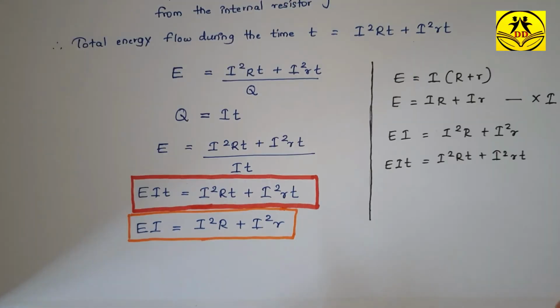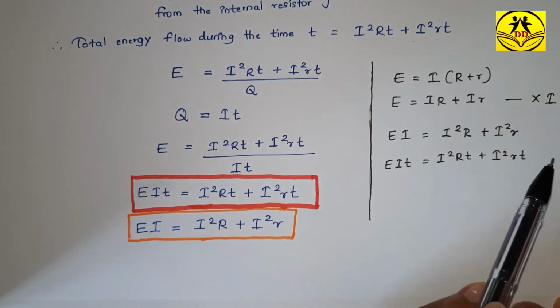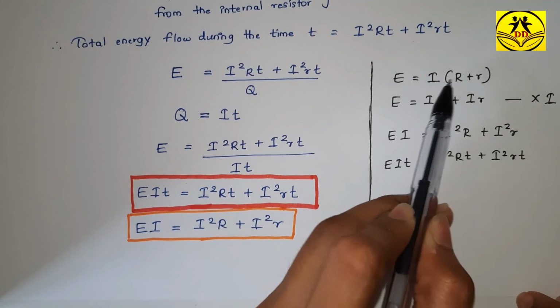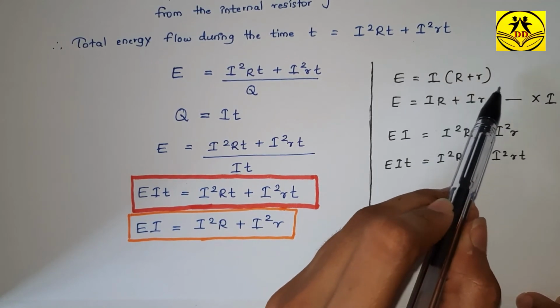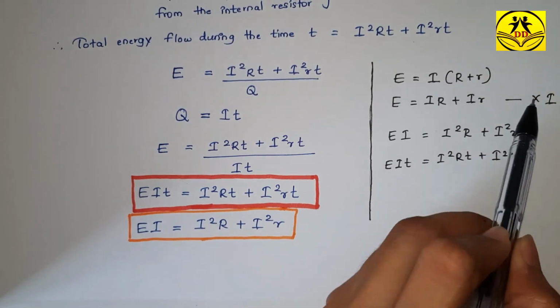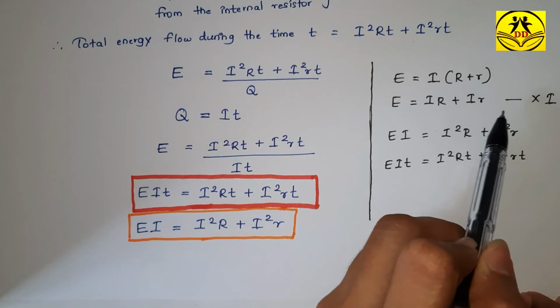Also, you can derive that same thing in this way. Now you know for a simple circuit we can write E equals IR plus Ir. This is the equation for a simple circuit. If you multiply this, you can write it as E equals I capital R plus I simple r.